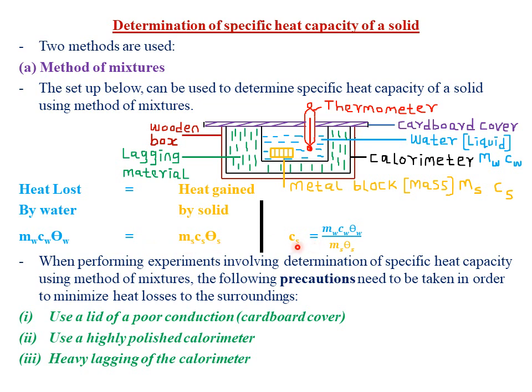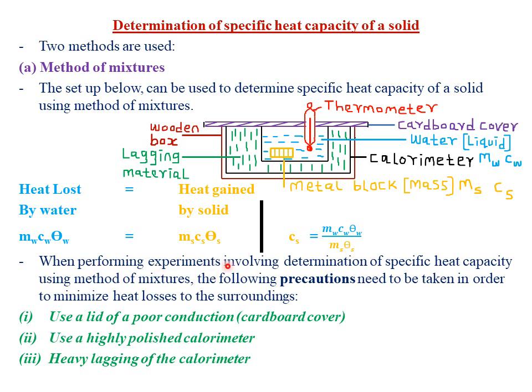Therefore, the specific heat capacity of the solid will simply be equal to the mass of water multiplied by the specific heat capacity of the water multiplied by the change in temperature for the water, divided by the mass of the solid multiplied by the change in temperature for the solid.